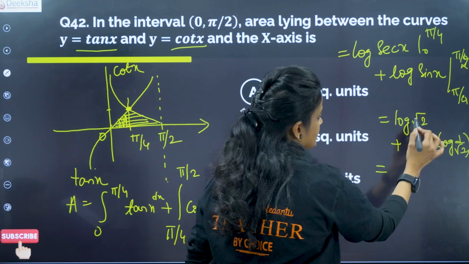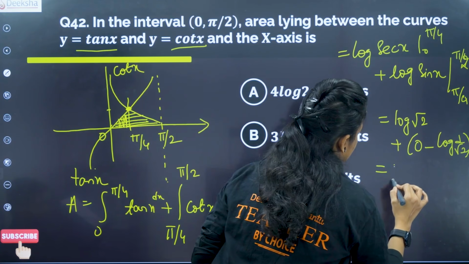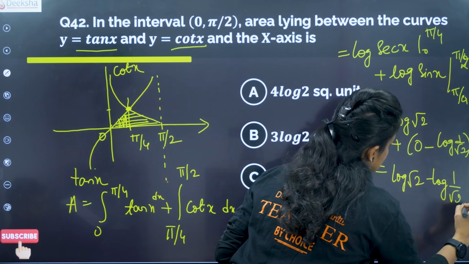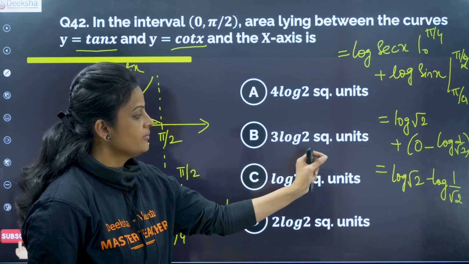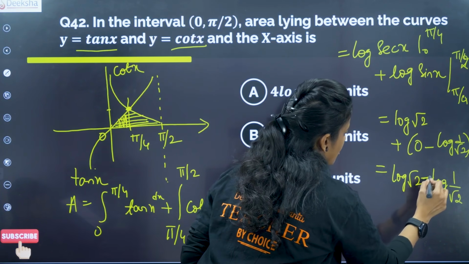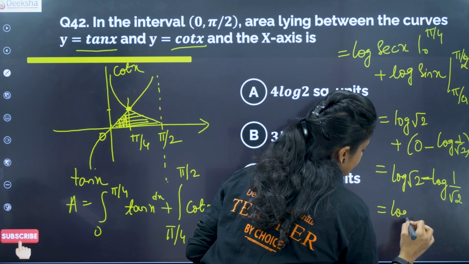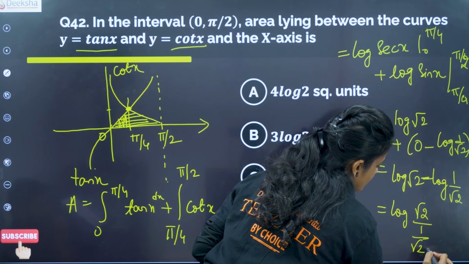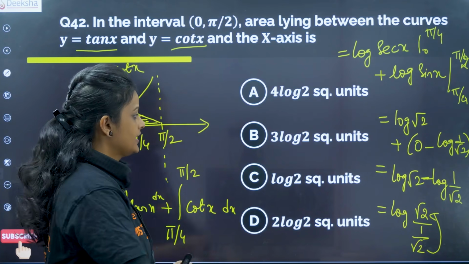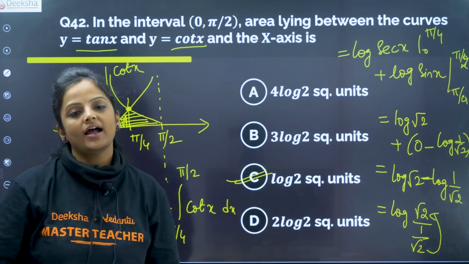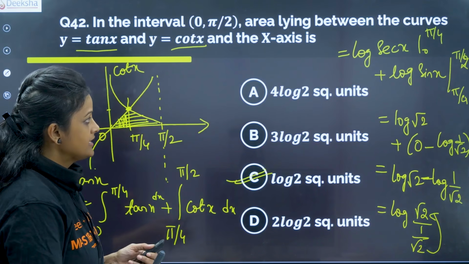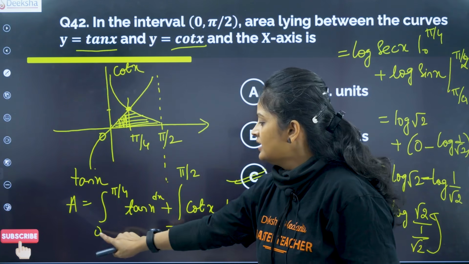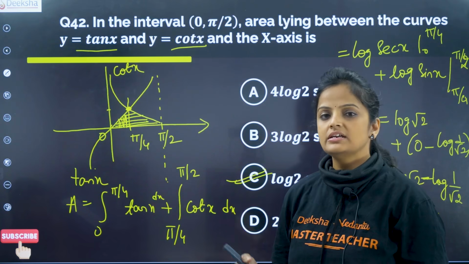Now what am I left with? Log root 2 and minus, that is, log m minus log n. This is what we get, right? Since log m minus log n is log m by n, this 1 by root 2 will go and multiply with the root, and we have log 2 as the answer. Option C. So it is very simple when you understand this. Understand it graphically, or understand the limits that have been taken, then you can easily solve it.